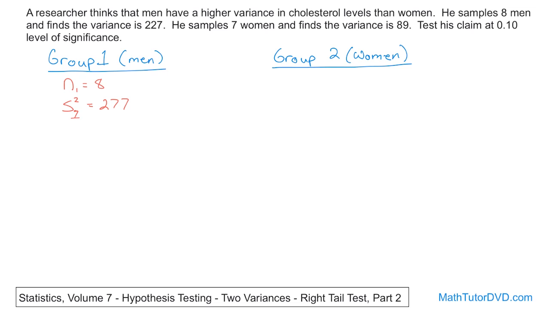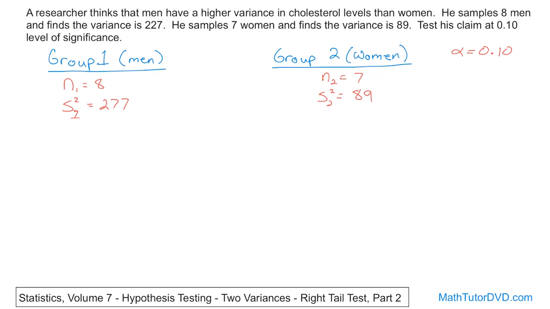Pretty big number, pretty widely dispersed cholesterol, higher variance, right? n sub 2 is how many women we investigated, and we looked at 7 women. And the variance that we calculated, s2 squared, was 89. And then the other piece of the puzzle is the 0.1 level of significance. We now know that alpha is 0.10, and if you take 1 minus that, you get 0.9, which is 90%. So that's 90% level of confidence, 0.10 level of significance.